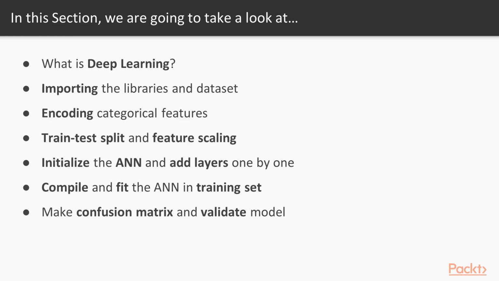In the next step, we will initialize our artificial neural network and add layers one by one. Then we will compile and fit the artificial neural network on our training set. And finally, we will make a confusion matrix and validate our model performance.